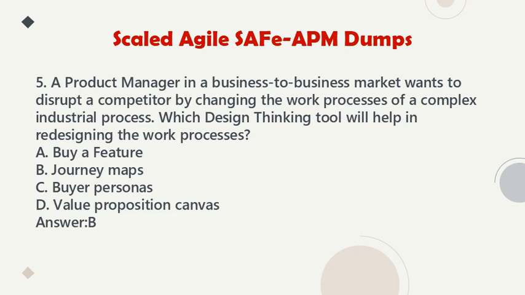5. A product manager in a business-to-business market wants to disrupt a competitor by changing the work processes of a complex industrial process. Which design thinking tool will help in redesigning the work processes? A. Buy a feature. B. Journey maps. C. Buyer personas. D. Value proposition canvas. Answer. B.